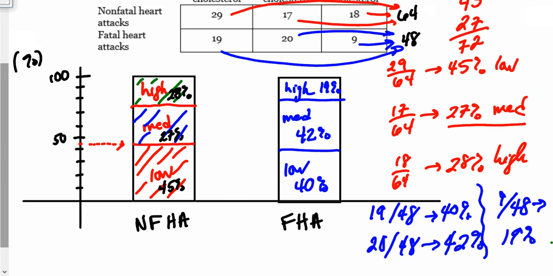Okay, working on your own, you should have gotten that 19 out of 48 is 40%, 20 out of 48 is 42%, and 9 out of 48 is 19%. And you can see my graph there. Okay, go in the same order as what you did on the first bar. And that's all there is to a segmented or a stacked bar graph. Offers us a way to look at data from a two-way table.